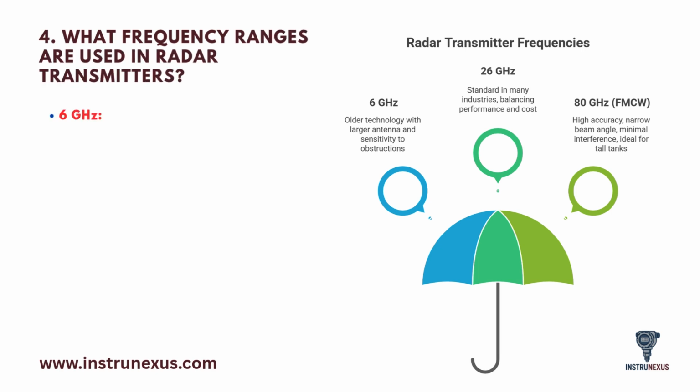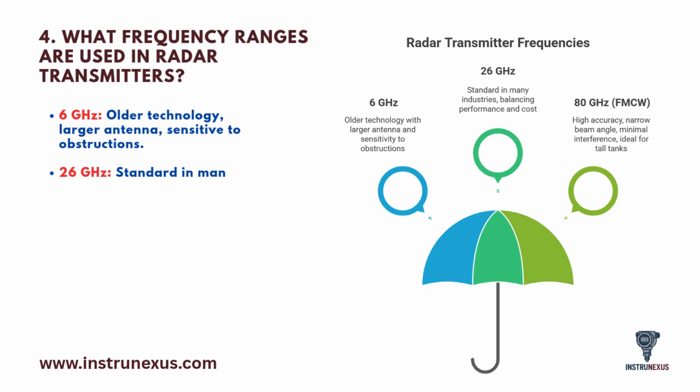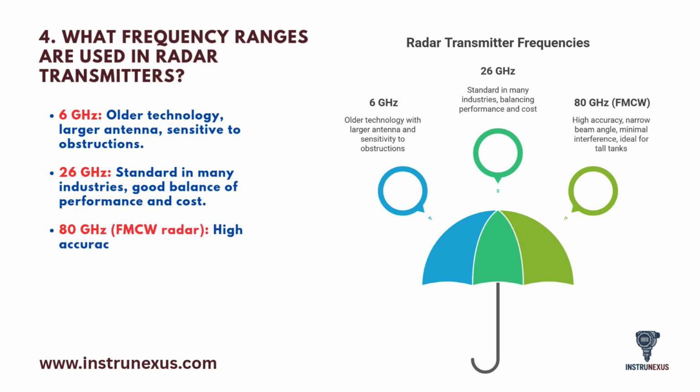What frequency ranges are used in radar transmitters? 6 GHz: older technology, larger antenna, sensitive to obstructions. 26 GHz: standard in many industries, good balance of performance and cost. 80 GHz: FMCW radar, high accuracy, narrow beam angle, minimal interference, ideal for tall or narrow tanks.